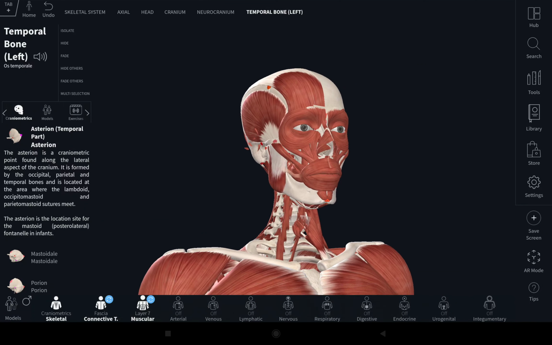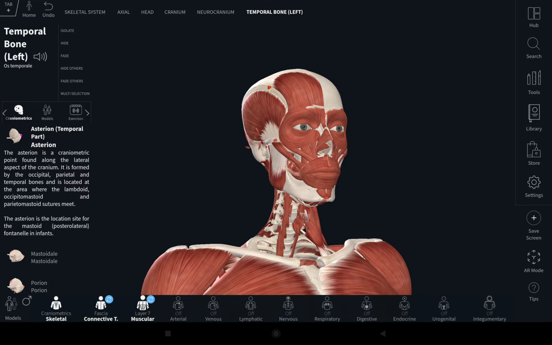So these are all about the gross idea of the skeletal muscle of the face, head and neck of your body.